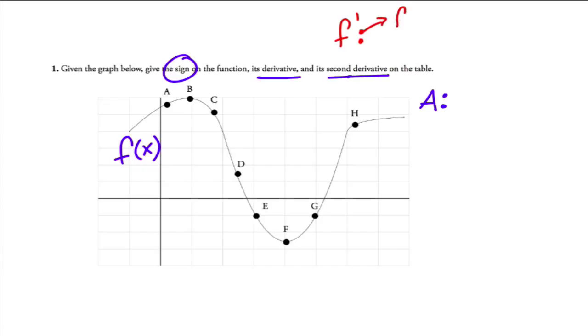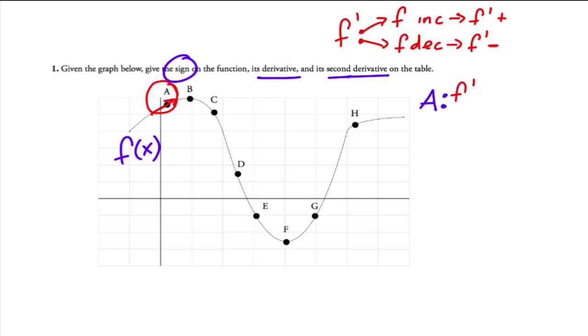If f is increasing, then that means that the derivative is going to be positive. If the function is decreasing, then that means that the derivative is going to be negative. So notice here that at point A, the function is going up, so it's increasing. So that means that the first derivative would have to be positive.